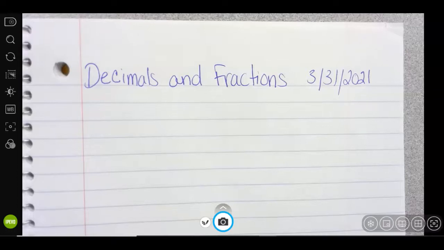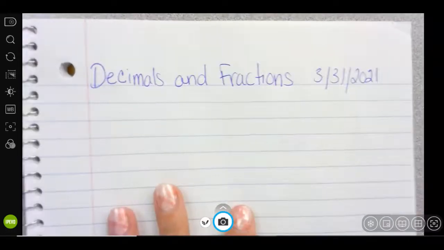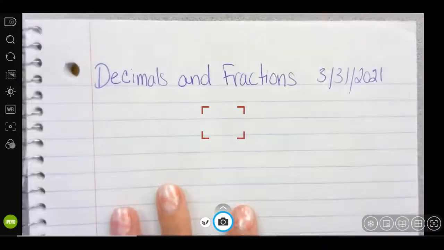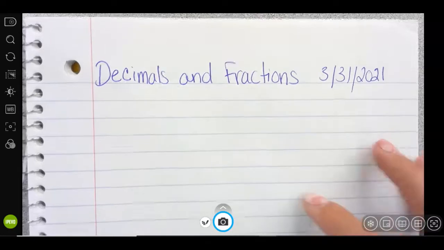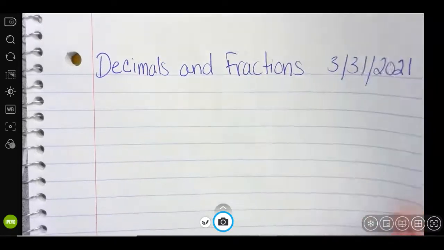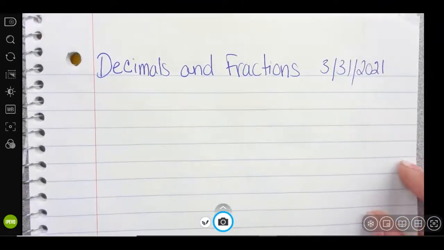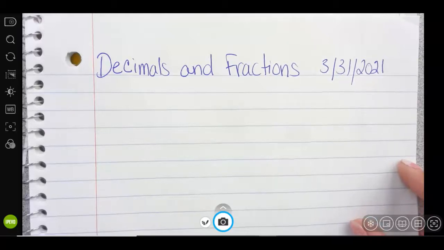So today we're going to focus on decimals and fractions, being able to read decimals and being able to write a decimal as a fraction. Okay? So we're going to do some notes and then we'll do some examples from our packet. And then we will have a little bit of time to do a little bit of our math diagnostic, okay?